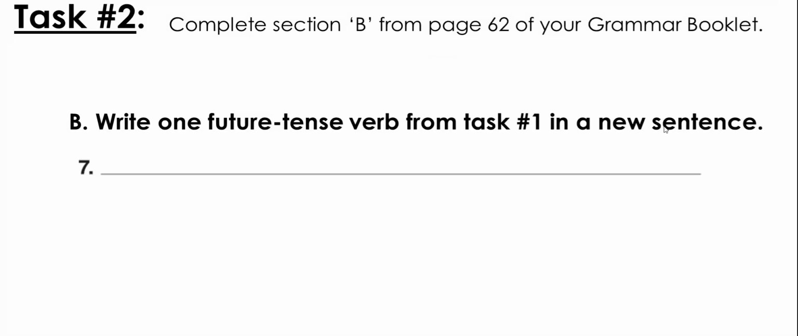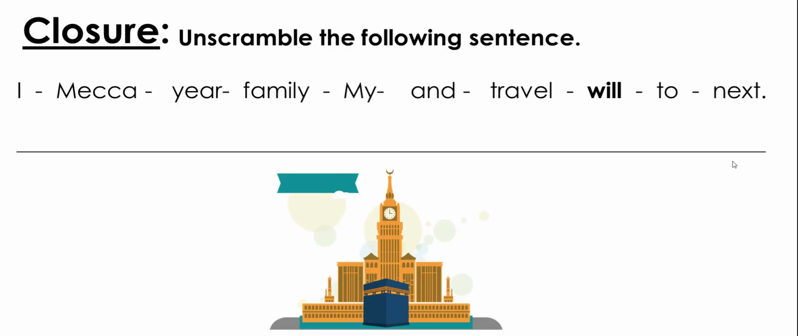And for the next task, you have to complete section B from page 62. Write one future tense verb from the task number 1 in a new sentence. And as a closure, unscramble these words to make a sentence.